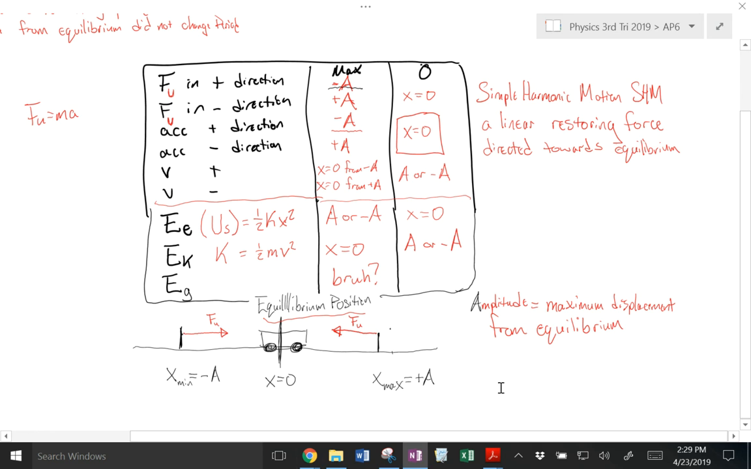Run this by your neighbor really quick. This point down here where the velocity is 0, is the acceleration 0? Sorry, at this point where velocity is maximum, is the acceleration 0? Why or why not? Run that by your neighbor.